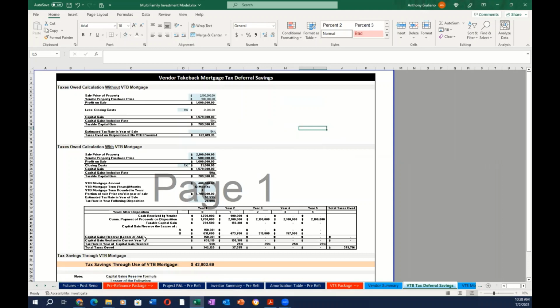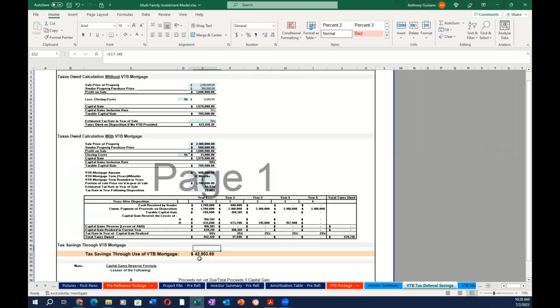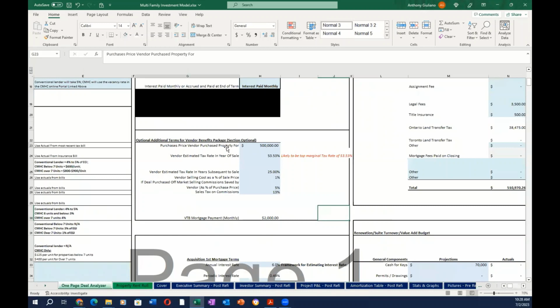So the goal of this is really to show the vendor, I'm getting a benefit by you providing the interim financing. However, you're also getting a benefit through a savings here of $42,000 in taxes as well. So you always want to present that. Now, obviously, it will require you to get that information from the vendor. If you're not going to be presenting the vendor with a schedule showing them their tax savings on the VTB mortgage, you could probably just skip through and ignore this section. But I thought it was a nifty tool to be able to show the vendor.